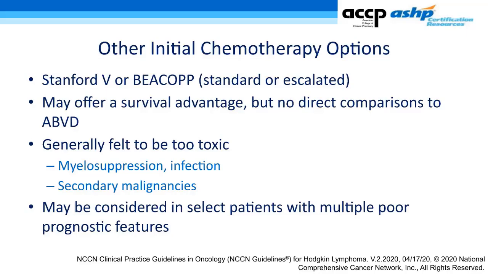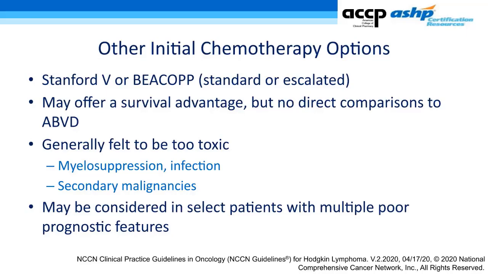So you can see that ABVD is clearly the preferred regimen for the frontline treatment of classical Hodgkin's lymphoma. You may be familiar, though, with other initial treatment regimens such as Stanford 5 or BCOP, either standard BCOP or escalated BCOP. These are more popular in Europe and in other locations, but not so much in the United States.